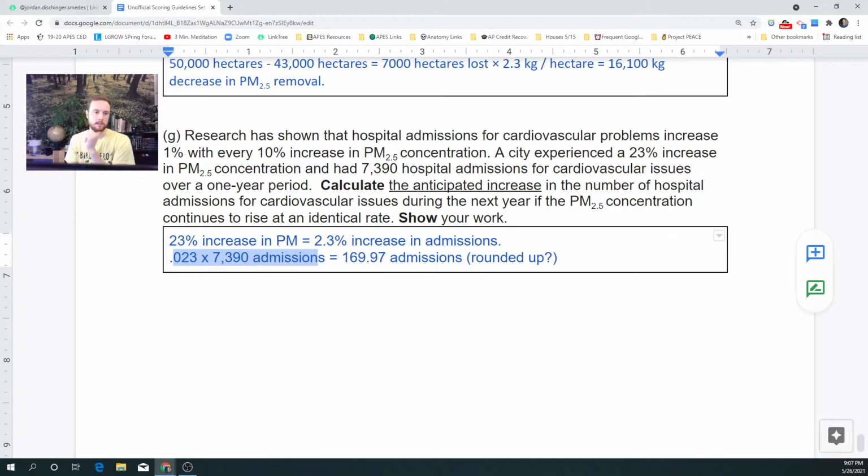So there you go. They will mark you down if you don't round on something that should be whole. Hospital admissions are whole. One whole person gets admitted to the hospital. So it should go up to 170.